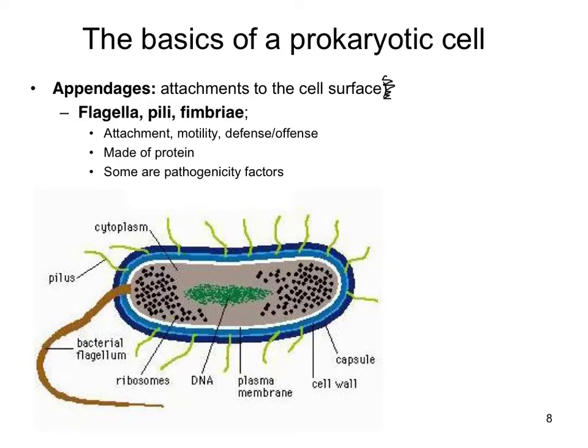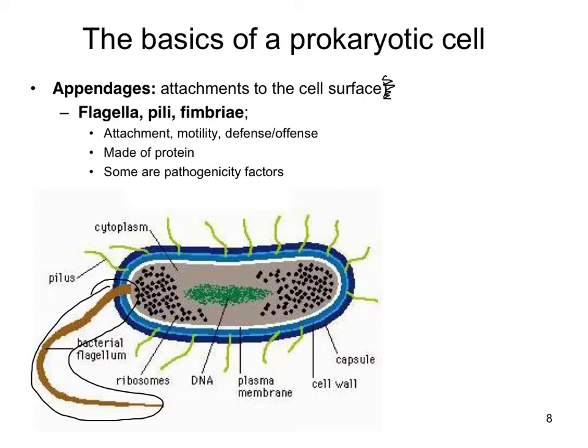The types of attachments to the cell surface that bacteria have are flagella, pili, and fimbriae. The flagellum is shown here. Okay, it's that long kind of brown structure. The colors are sort of meaningless in this context. They're just for making the cartoon pretty and easier to distinguish one part from another. Bacterial flagella are very important in motility or movement.